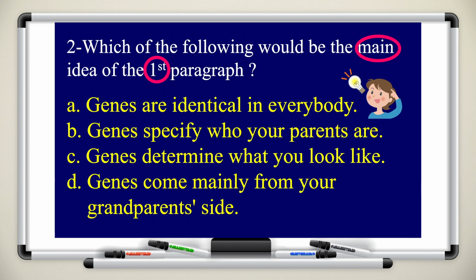Question 2. Which of the following would be the main idea of the first paragraph? So only this paragraph. Is it genes are identical in everybody? Genes specify who your parents are? Genes determine what you look like? Or genes come mainly from your grandparents' side? Which one is the main idea of the first paragraph? Genes determine what you look like.